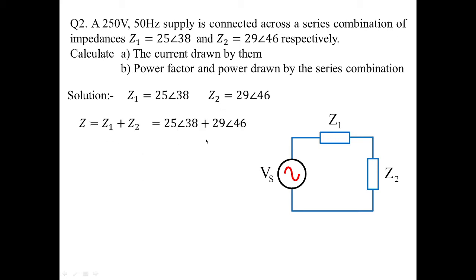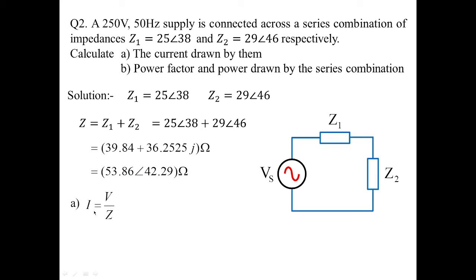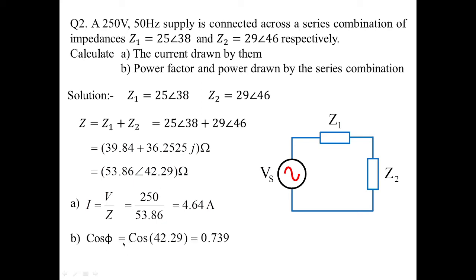Just add the two values. So I'm going to get, either in rectangular form or in polar form, the total impedance value like this. Once I obtain the magnitude, the current can be estimated with the help of this, which is nothing but 250 by 53.86, which will give you the value of current as 4.64 amperes. And the phase difference is 42.29. So cos phi, which is the power factor, is equal to cos 42.29, which is equal to 0.739.